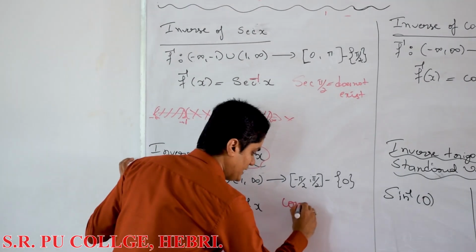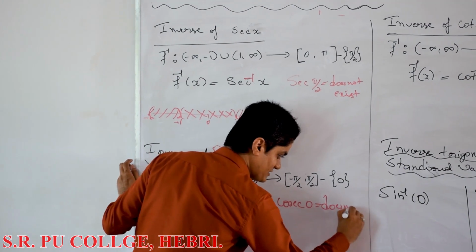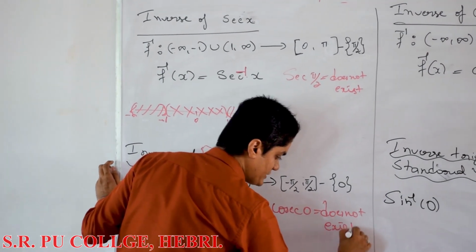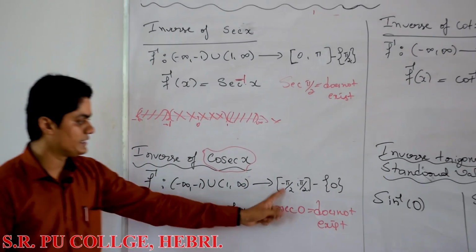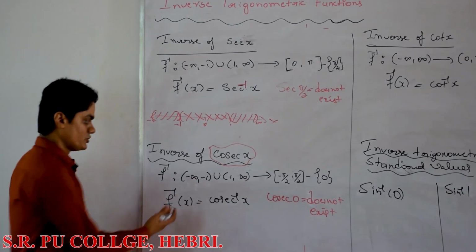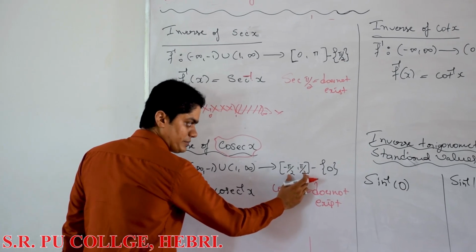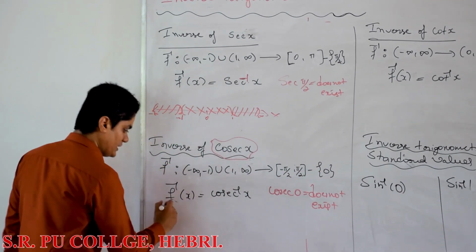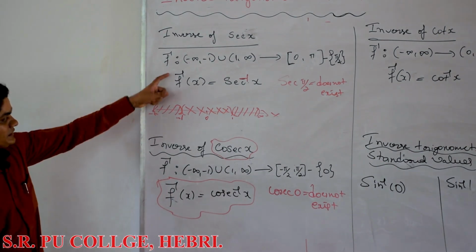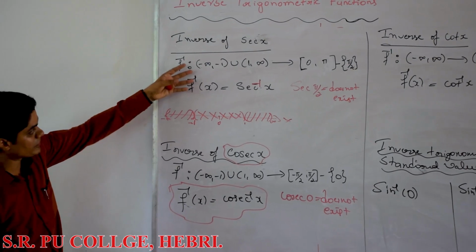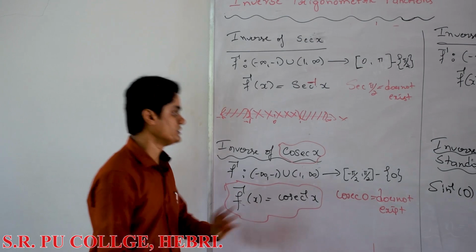See this. What is the value of cosecant 0? Cosecant 0 does not exist, so you cannot include that 0 in the range. So remove that 0, and the remaining is the same as that of sine inverse of x. So it is a function from minus infinity to minus 1 union 1 to infinity to minus pi by 2 to plus pi by 2 excluding 0, defined by cosecant inverse of x. So these are the two inverse trigonometric functions. It is almost the same as sine inverse of x and cos inverse of x.